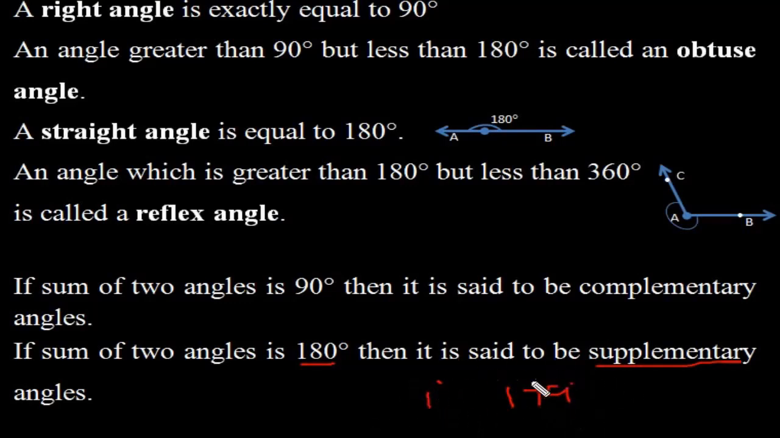Suppose one angle is given and you will be asked to find the supplementary of that. Suppose you have to find the supplementary of 80 degree. So what will be the supplementary of 80 degree? In that case, just subtract 80 degree from 180. So you will get the supplementary of 80 degree, which is equal to 100 degree. So supplementary of 80 is 180 minus 80, which is 100 degree.